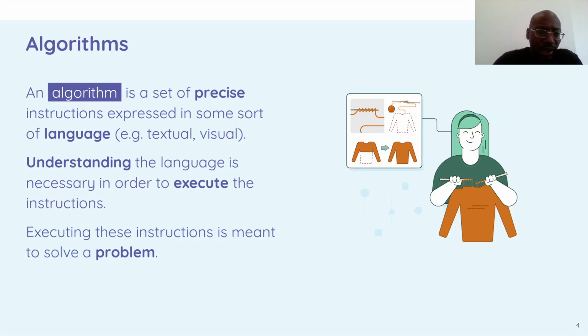Algorithms. An algorithm is a set of precise instructions expressed in some sort of language. It can be textual, so you might be writing out your instructions, or it could be visual, as in pictures, as we just saw. Understanding the language is necessary in order to execute the instructions.